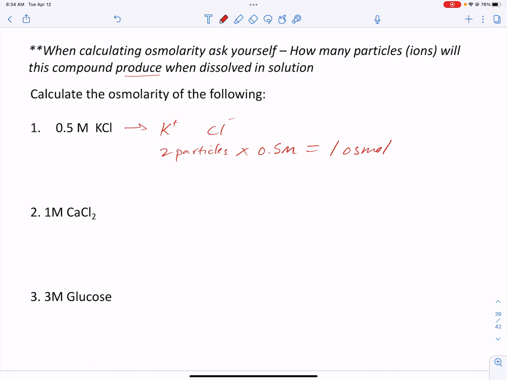What about the next one? I have 1 molar calcium chloride. Calcium chloride is going to break apart into 1 calcium. I'm not looking at the charge. With equivalence, you would focus on that charge, but here, we don't care about the charge. We just care about how many particles. So I'd get 1 calcium and how many chlorides? I would get 2 chlorides. Total, 1 plus 2 is a total of 3 particles. We multiply the number of particles times our molarity, and that is 3 osmoles.